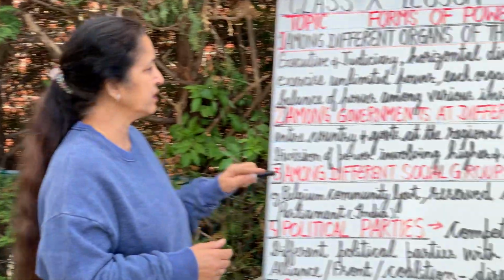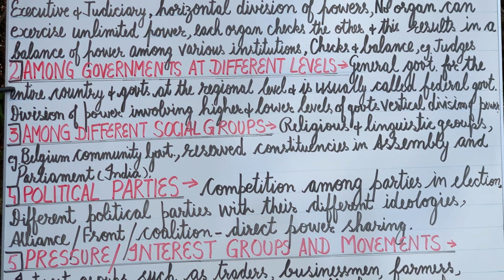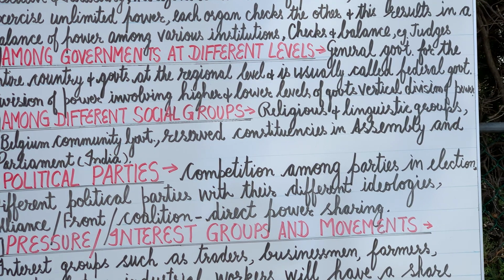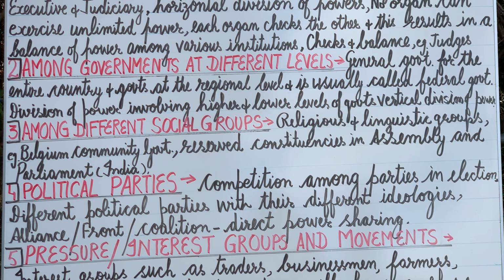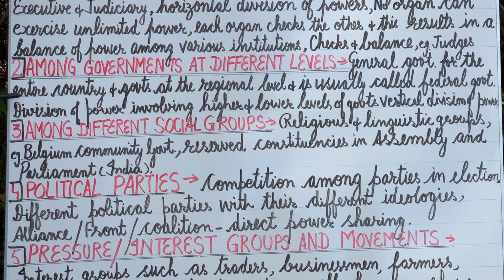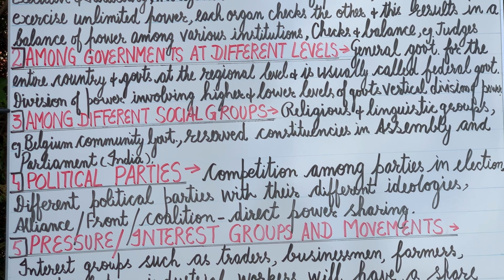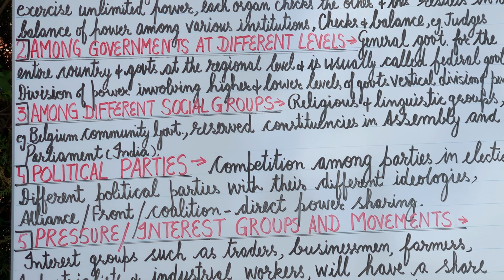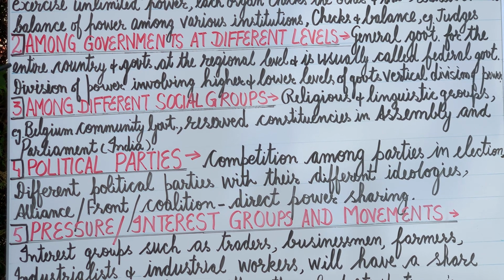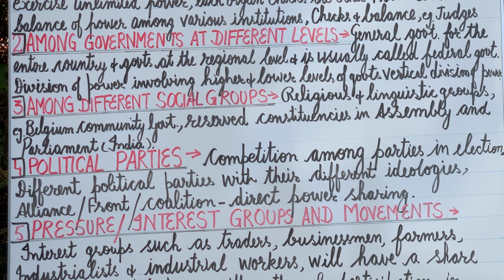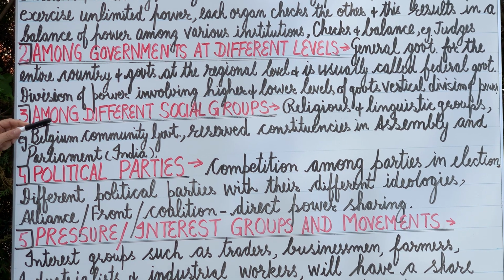Next is the power sharing among governments at different levels. For example, for the whole country we have a general government, that is for the entire country, and the government at the regional level, and this is usually called the federal form of government. This division of power from higher to lower levels of government is known as vertical division of power.